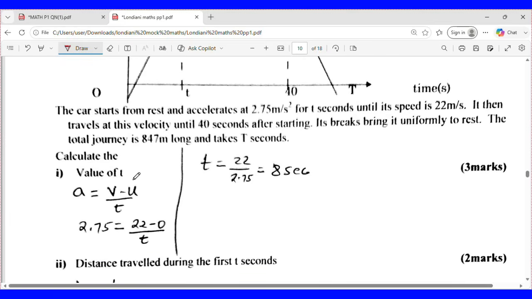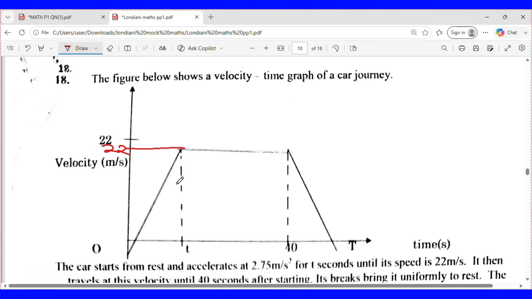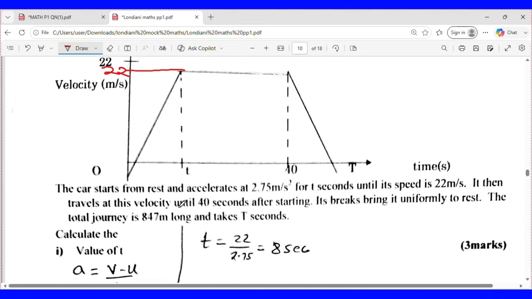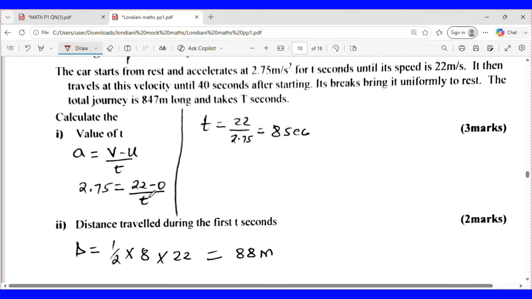So the value of t, time: acceleration is equal to final velocity minus initial velocity divided by time. We were given that the car starts from rest and accelerates at 2.75. So acceleration 2.75 is equal to 22, which is the final velocity, minus the initial, which is 0 because it started from rest, divided by time. The time is the one we are looking for, t. Therefore, our t is going to be 8 seconds.